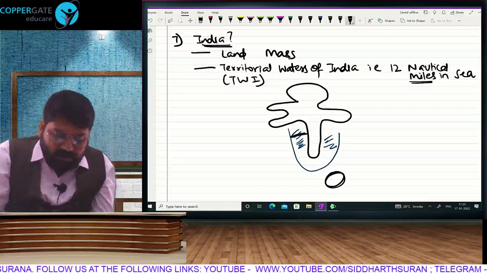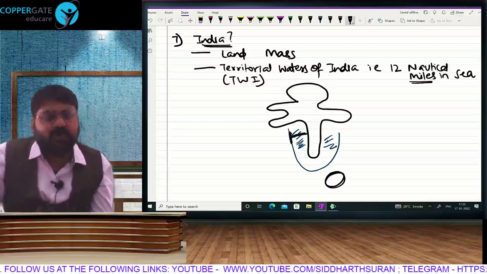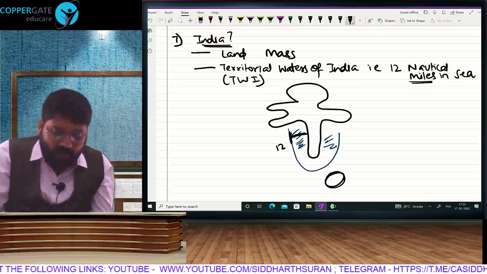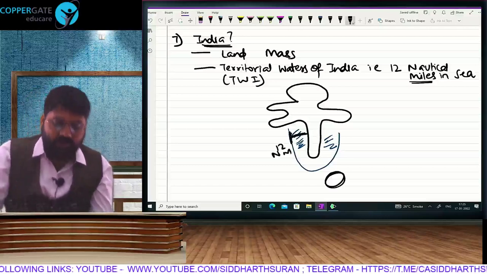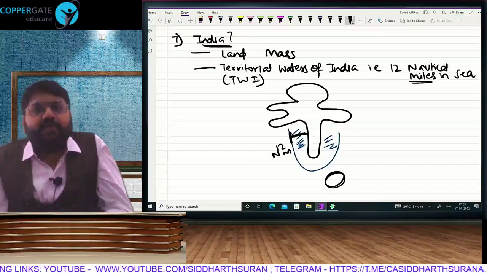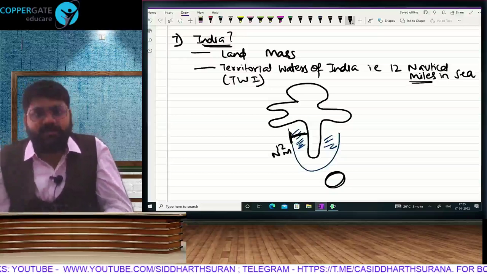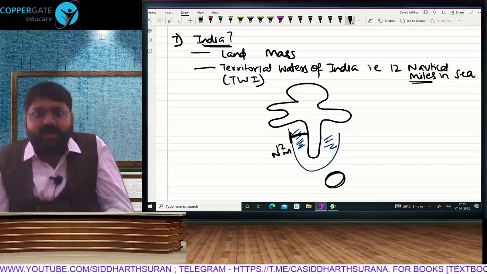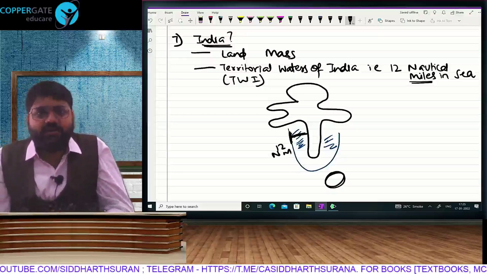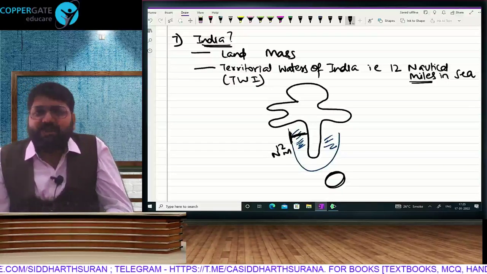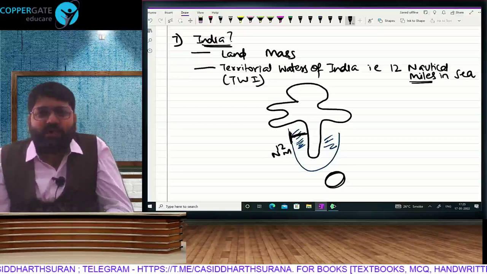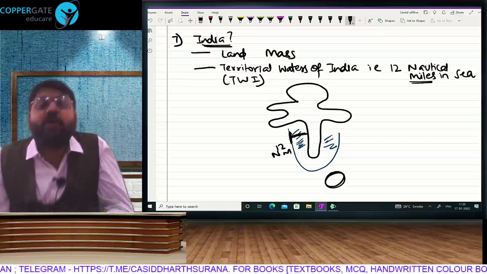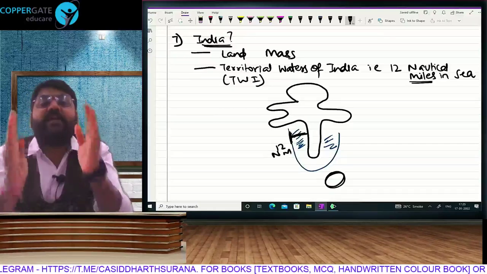The distance in water is measured. What is the unit of measurement? Nautical miles. Up to 12 nautical miles is going to be treated as India. This is called Indian waters. There are some people who give motivational talks that borders can be made only on land. There is no border on water. Rubbish, nonsense. There is a border in water also. 12 nautical miles means Indian water.